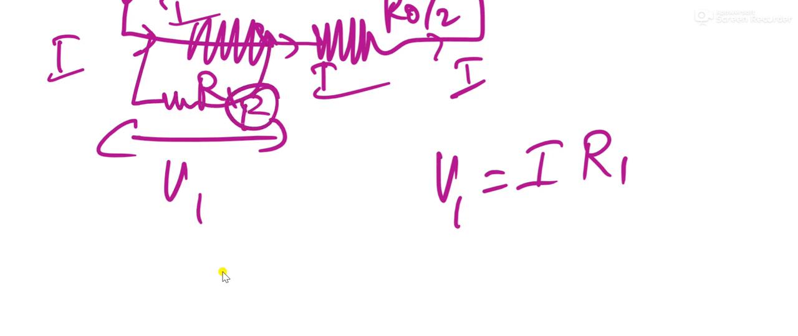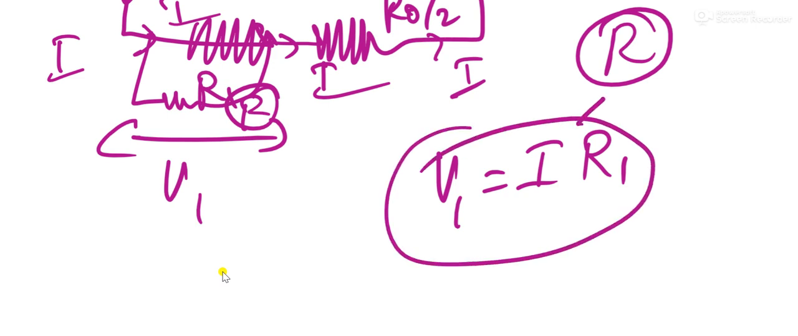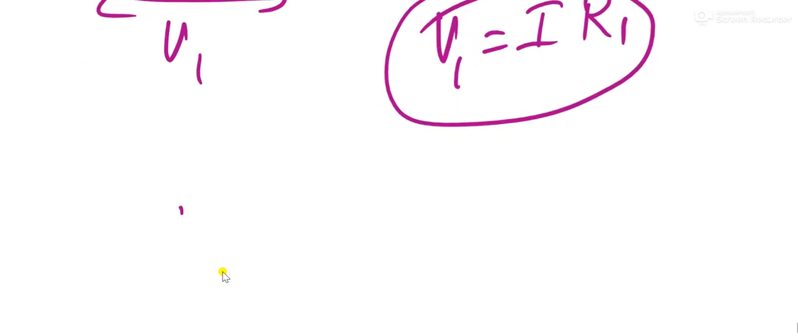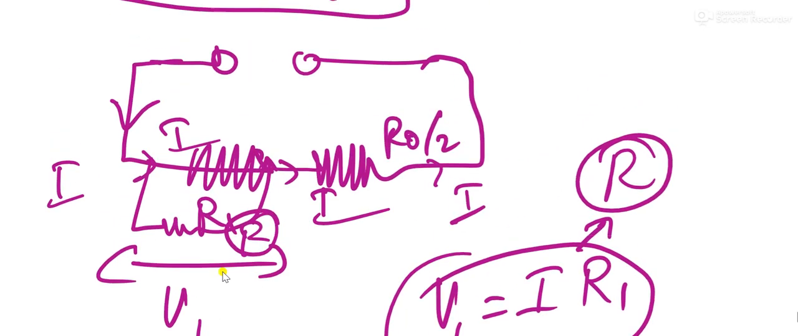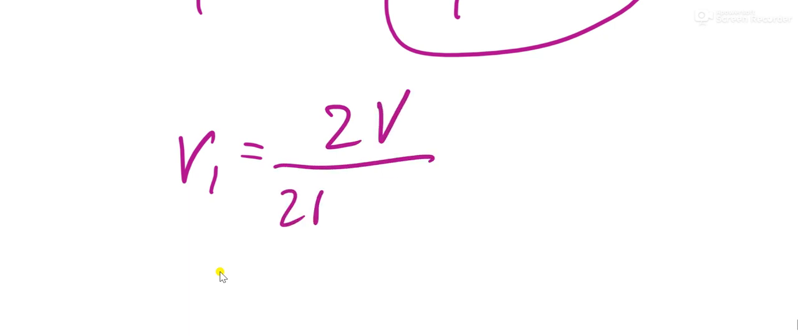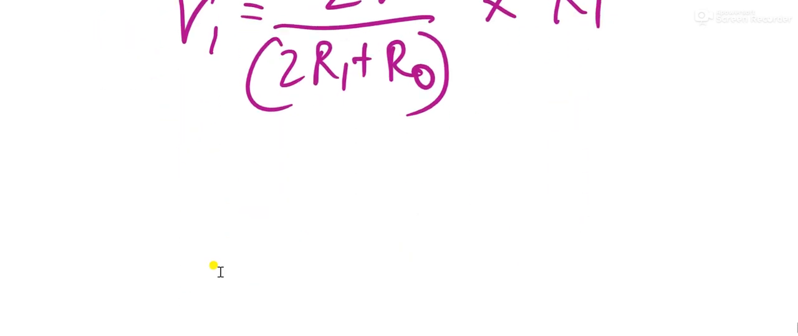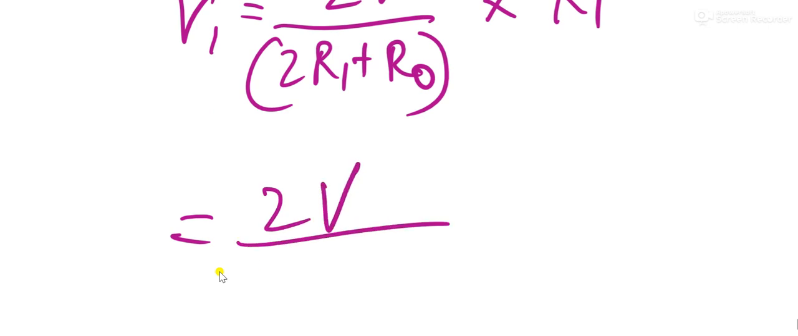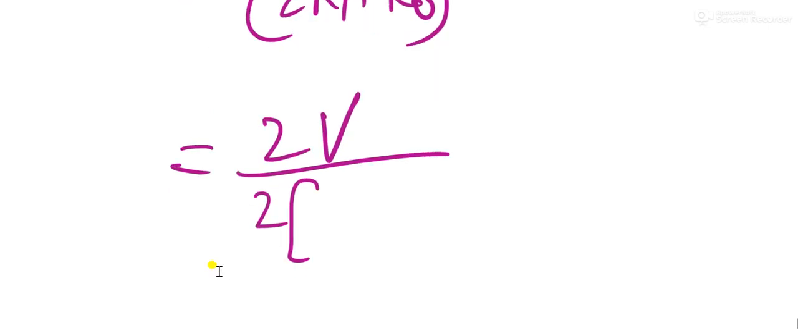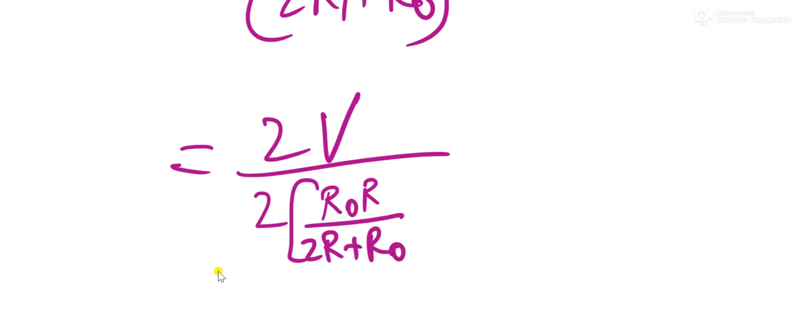They asked what is the voltage across R. In parallel, voltage is constant. If you find V1, the same voltage will be across R also. V1 is equal to I, which we found already. What is I? 2V divided by 2R1 plus R naught. R1 we also have already, so I am going to substitute it. R1 is R naught into R divided by 2R plus R naught. That is called R1.